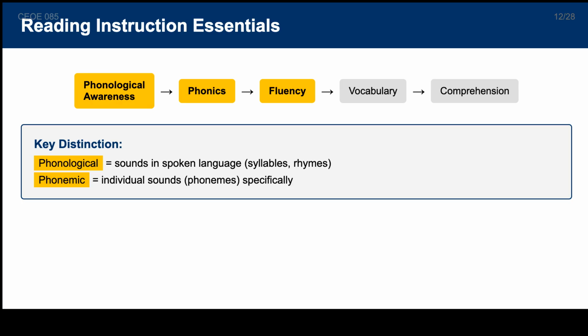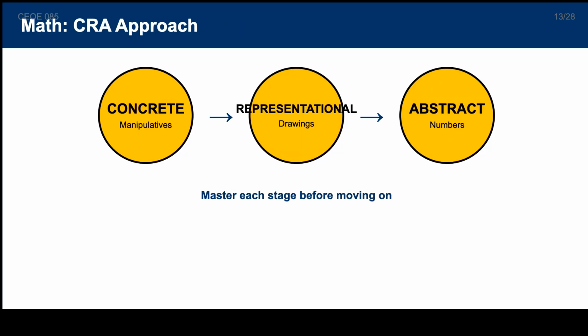For math instruction, know the CRA approach, concrete representational abstract. Start with concrete manipulatives, base 10 blocks, fraction tiles, counters. Move to representational, drawings, number lines, diagrams. Only then go to abstract, numbers and symbols. Students with disabilities often need extended time at concrete and representational stages. Don't rush to abstract too quickly.